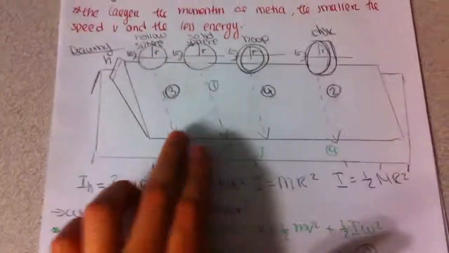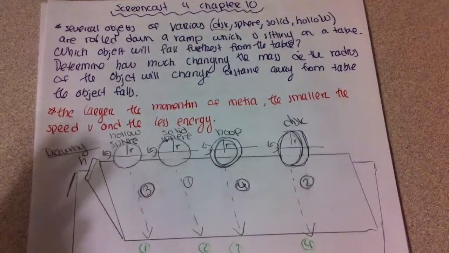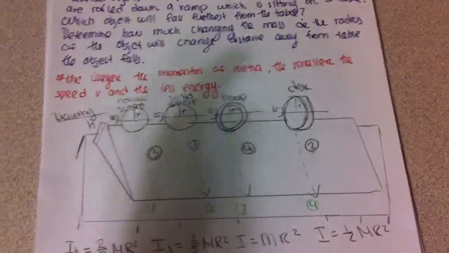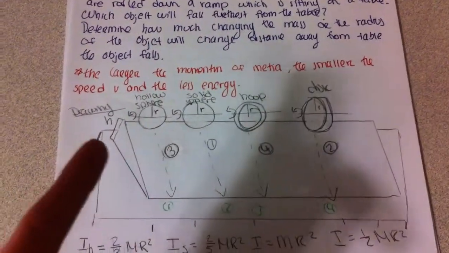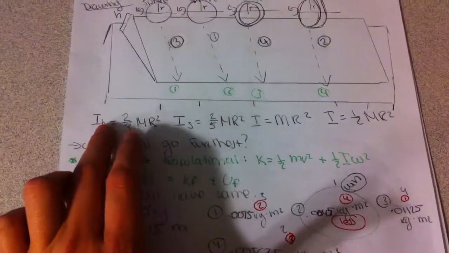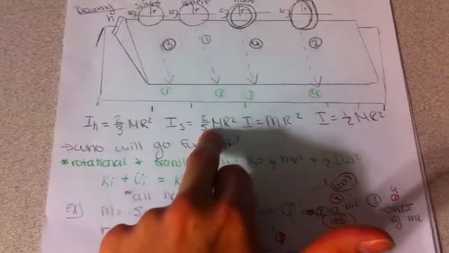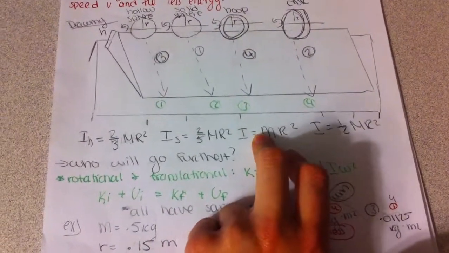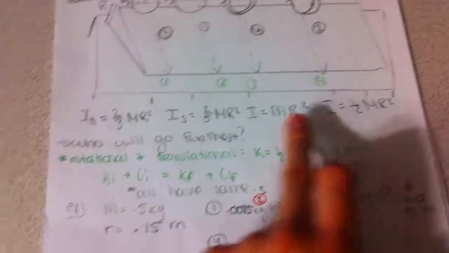So I did 1, 2, 3, 4. No, it said disc, sphere, solid, and hollow. I figured it meant a hoop, a regular disc, a solid sphere, and a hollow sphere. That's just what I figured it meant. So I figured all the inertias of each one: inertia of a hoop, of a hollow sphere, of a solid sphere, and of a disc.